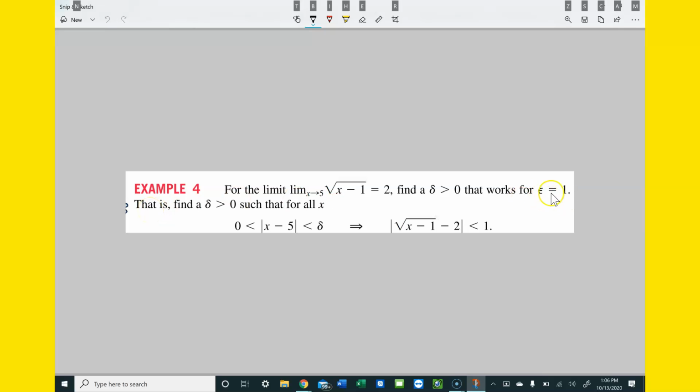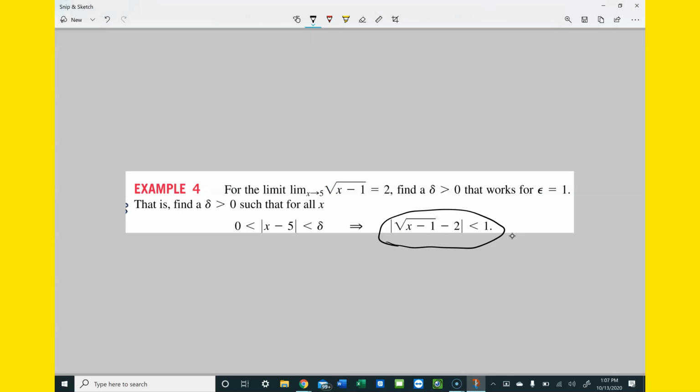For this example, we have a specific goal for epsilon equal to 1. That is, find a delta such that for all x, the distance between x and 5 is less than delta, accomplishes the fact that the distance between the square root of x minus 1 and 2 is going to be less than 1. All right, so the first thing we will do is we will simplify that down and solve it, and then work backwards to delta. Let me come up here and do that.